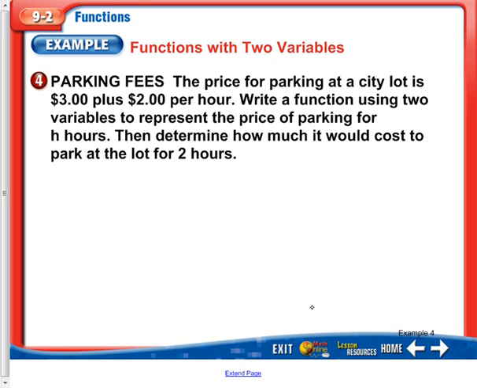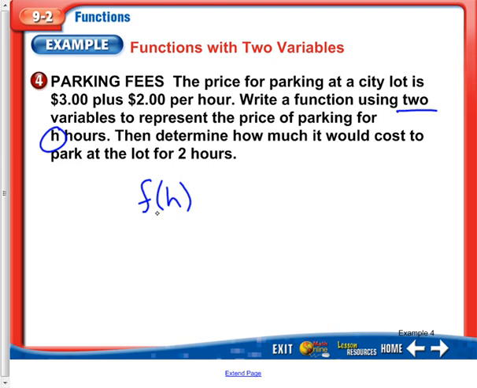For example, the price for parking at a city lot is $3 plus $2 per hour. Write a function using two variables to represent the price of parking for h hours, then determine how much it would cost to park at the lot for 2 hours. So they want us to do using two variables. All right, so normally I always like using x and y, but in this case, they want it to be h hours. So since we're writing a function, one of my variables is just going to be f of h, and that's fine. This is considered a variable.